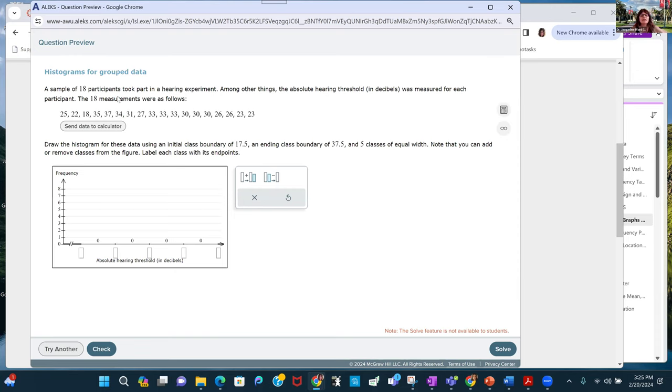So let's see. A sample of 18 participants took part in a hearing experiment. The absolute hearing threshold in decibels was measured. And here they are. And so here you have an initial class boundary of 17.5 and an ending of 37.5.